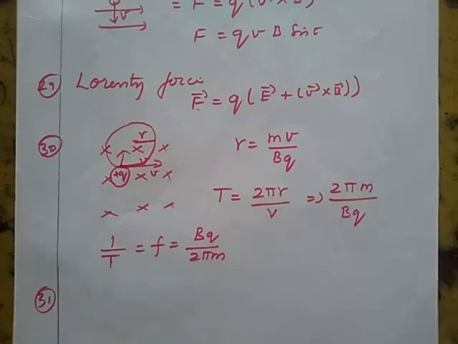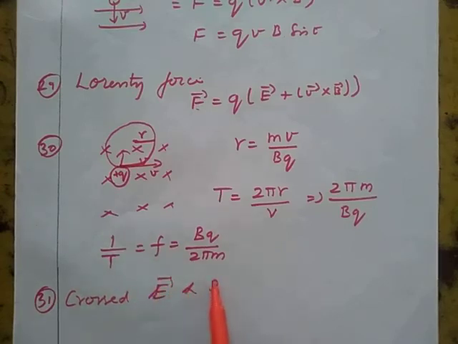Then by using this Lorentz force, we can find the speed of the charged particle under crossed electric and magnetic fields. Then the speed of the particle, that is v naught, is equal to E by B.